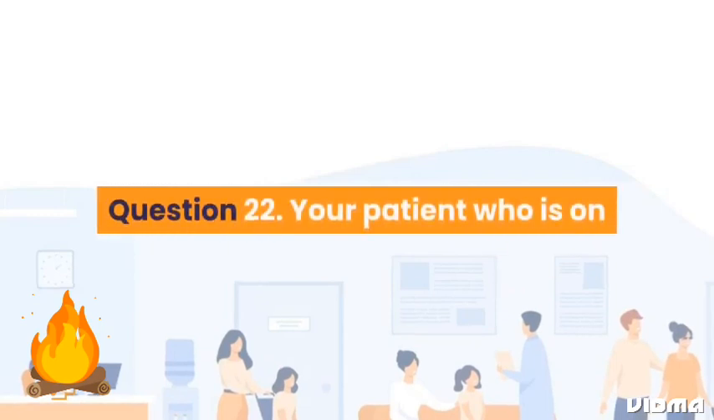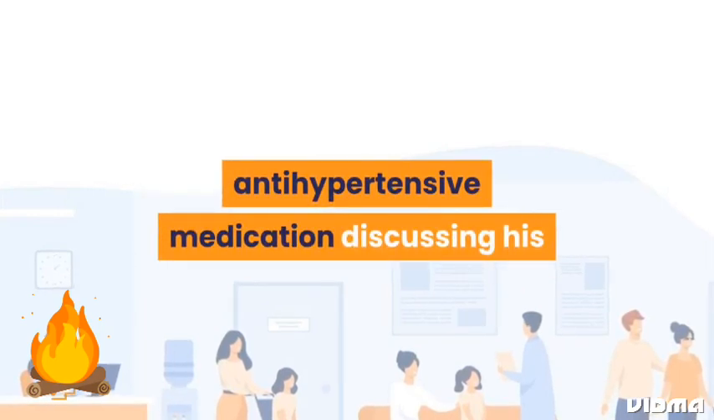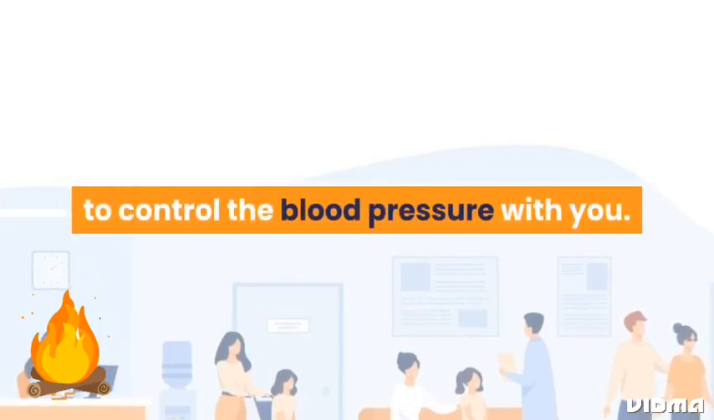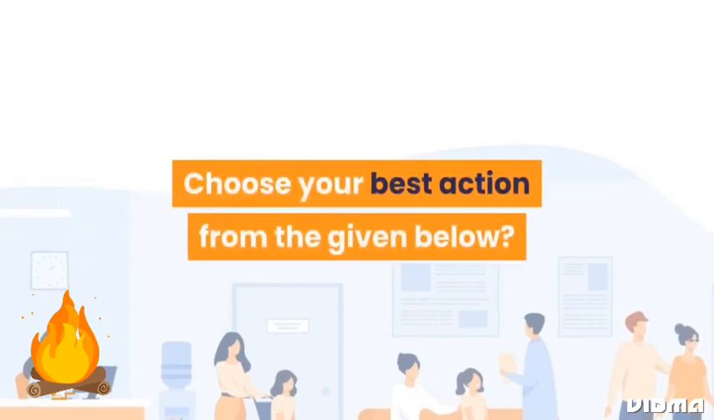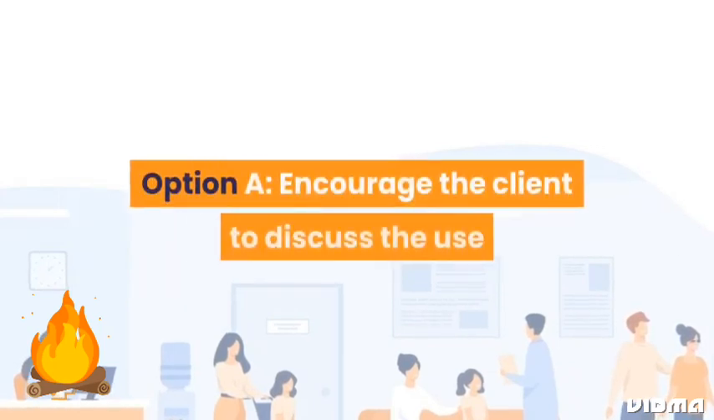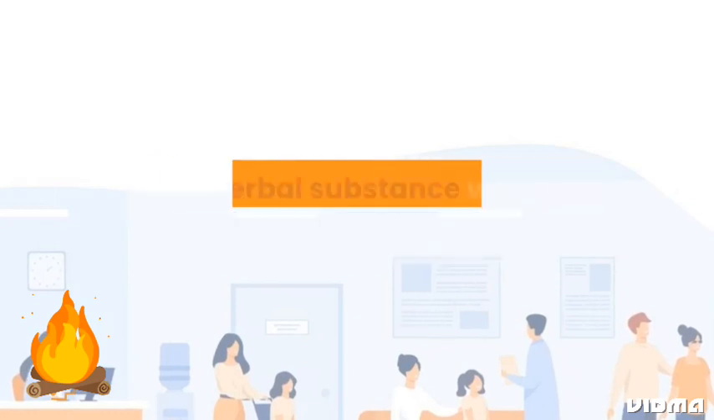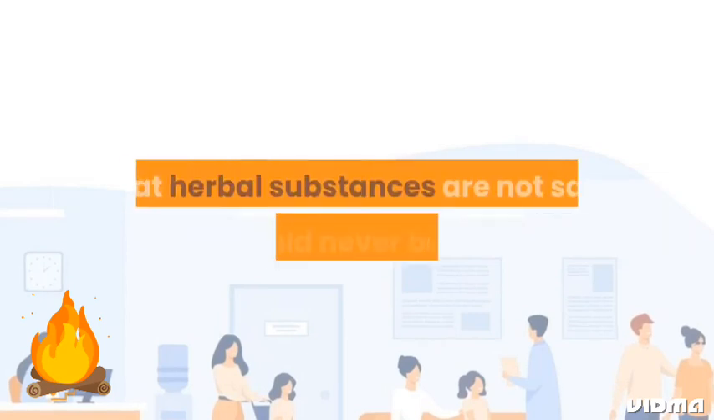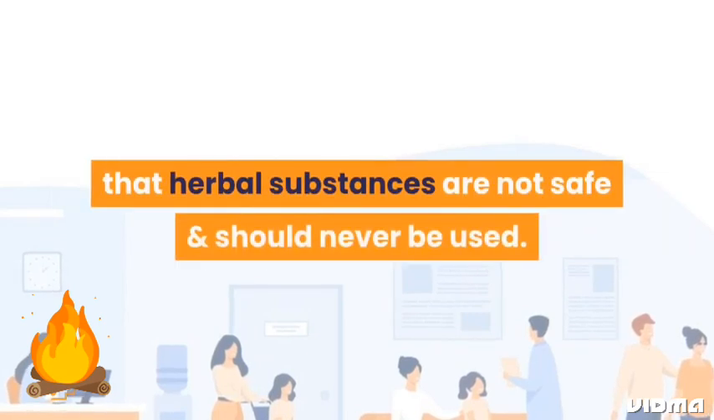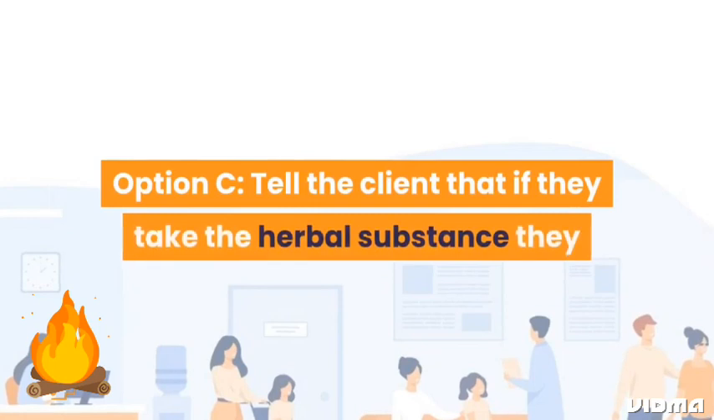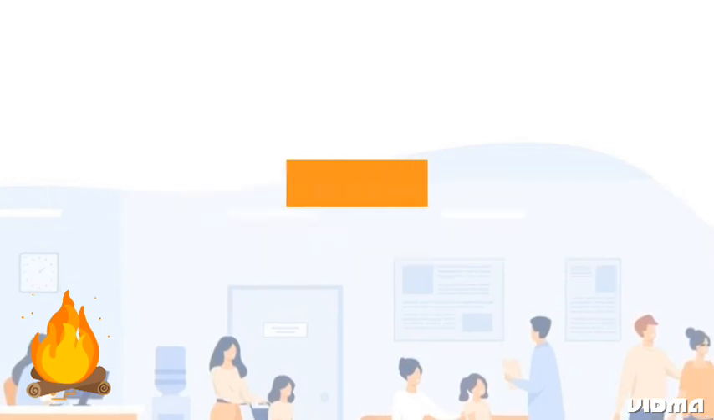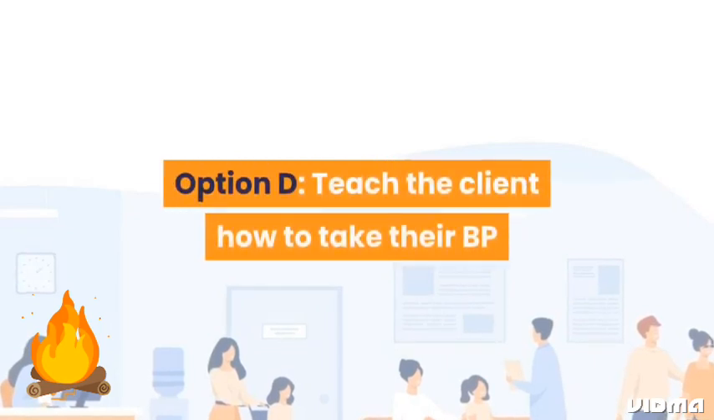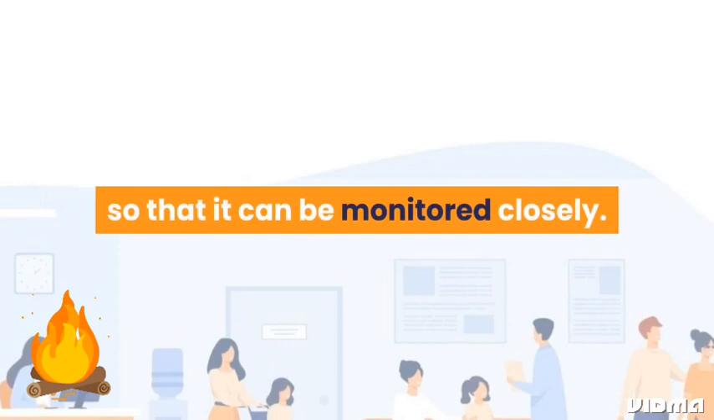Question 22. Your patient who is on antihypertensive medication is discussing his intention to take herbal substances to control the blood pressure with you. Choose your best action from the given below. Option A, encourage the client to discuss the use of an herbal substance with the healthcare provider. Option B, tell the client that herbal substances are not safe and should never be used. Option C, tell the client that if they take the herbal substance, they will need to have their BP checked frequently. Option D, teach the client how to take their BP so that it can be monitored closely.